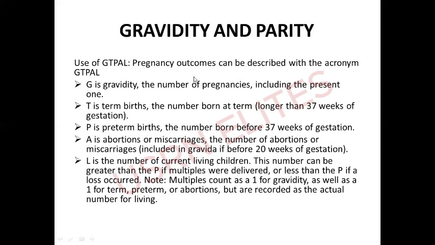So let's go through the gravidity and then the parity. Let me just give the meaning of gravidity. It talks about the number of pregnancies that one has had, including the current pregnancy.